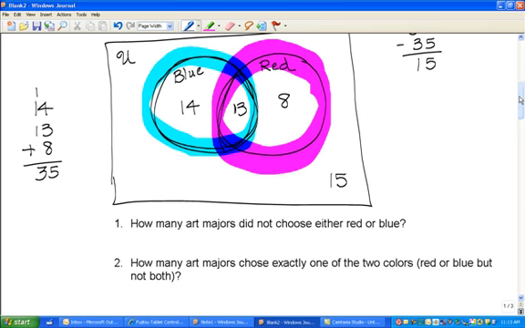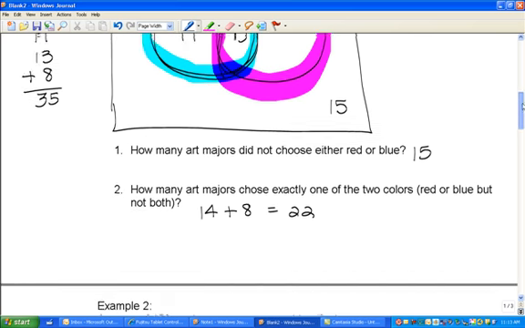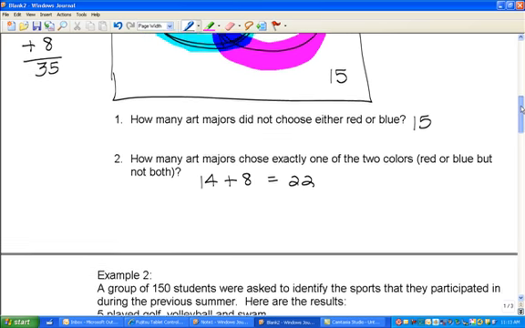Okay, now we refer to our diagram when we answer the questions. It says, how many art majors did not choose either red or blue? Well, that's the number we just calculated, 15. How many art majors chose exactly one of the 2 colors? Well, 14 chose blue alone, 8 chose red alone, and so that gives us 22. So that's how we want to do our Venn diagrams for the survey problems.